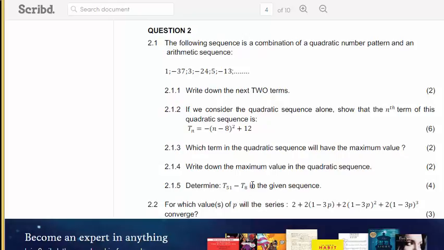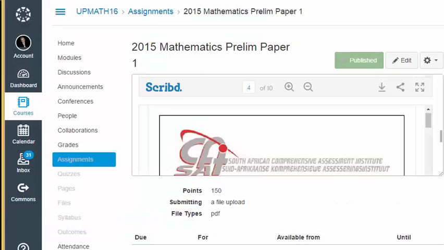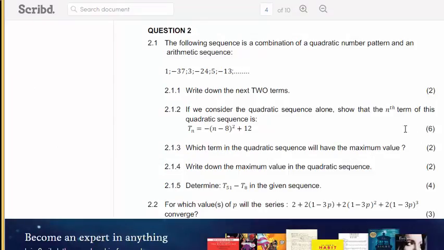But still, this one, you could have at least attempted it, because it's just asking you find term 51, find term 8, and simplify. So please, guys, come on. Okay, next question, question 2.2.